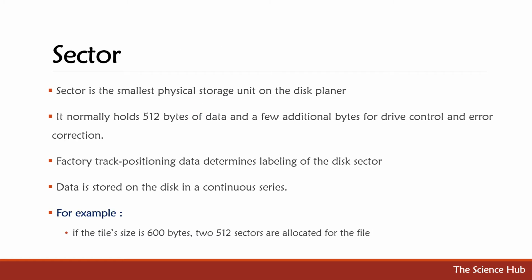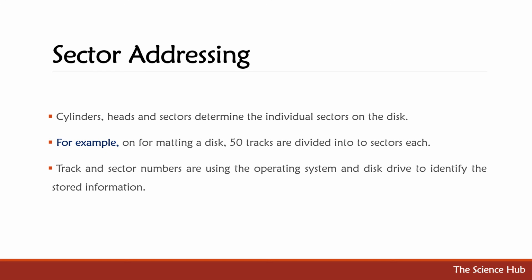Sector. A sector is the smallest physical storage unit on the disk platter. It normally holds 512 bytes of data and a few additional bytes for drive control and error correction. Factory track positioning data determines labeling of the disk sector. Data is stored on the disk in a continuous series. For example, if the file size is 600 bytes, two 512-byte sectors are allocated for the file, and this creates slack space.